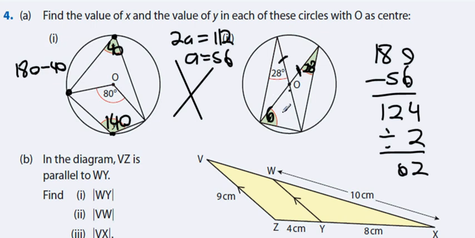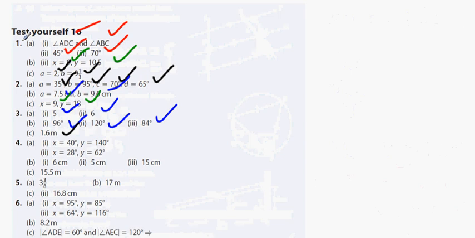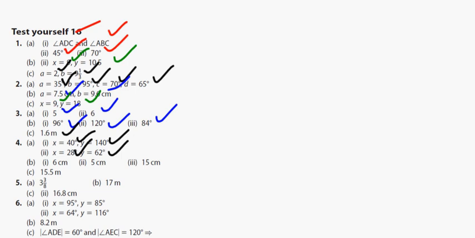So let's hope that works out. 62 and 28. 28 and 62, 40 and 140. Okay, now we're on 4B.